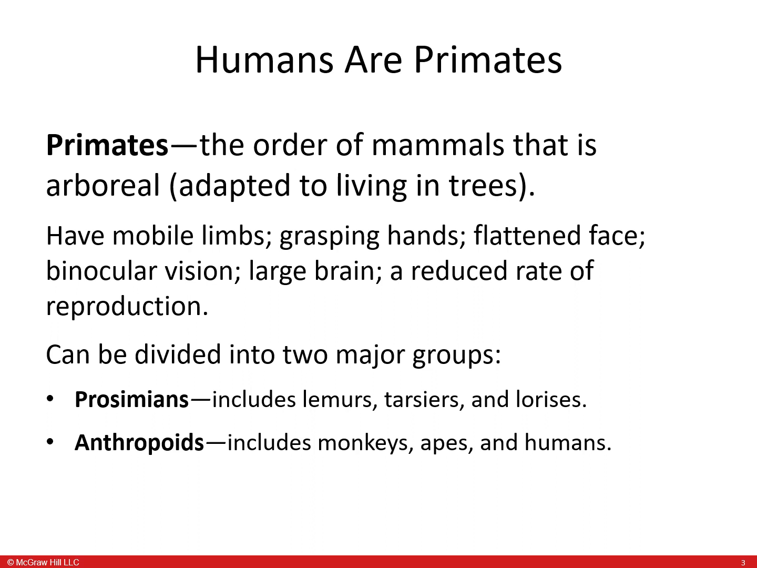Primates are the order of mammals that is arboreal, so adapted to living in trees. They have mobile limbs, grasping hands, a flattened face, binocular vision, large brains, and a reduced rate of reproduction. They can be divided into two main groups: the prosimians, which include lemurs, tarsiers, and lorises, and the anthropoids, which include monkeys, apes, and humans.